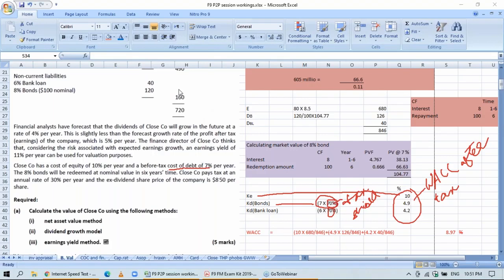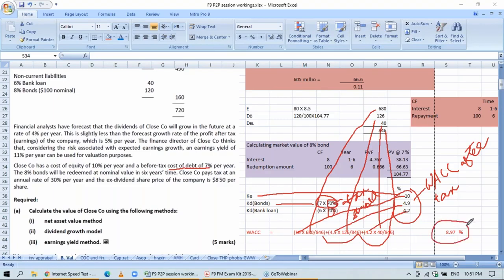Okay, so now calculating the WACC, I have placed 10% cost of equity, 4.9% after tax cost of debt, and 4.2% after tax cost of bank loan, and then the market values from there: 680, 126, and 40 million, and divide by the totals, 846. There you go. You arrive at the 8.97 WACC.